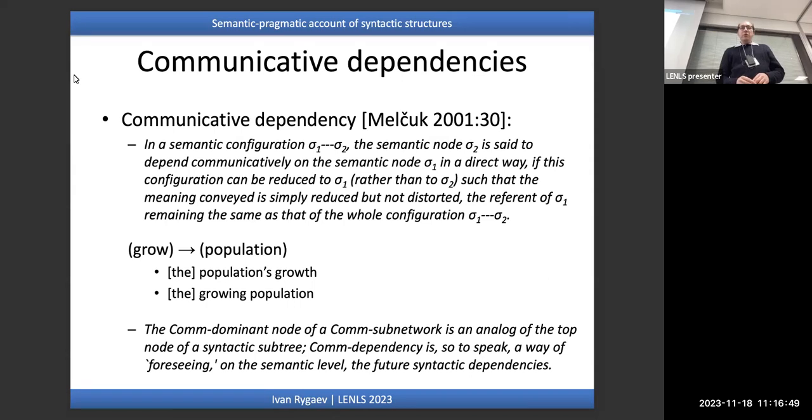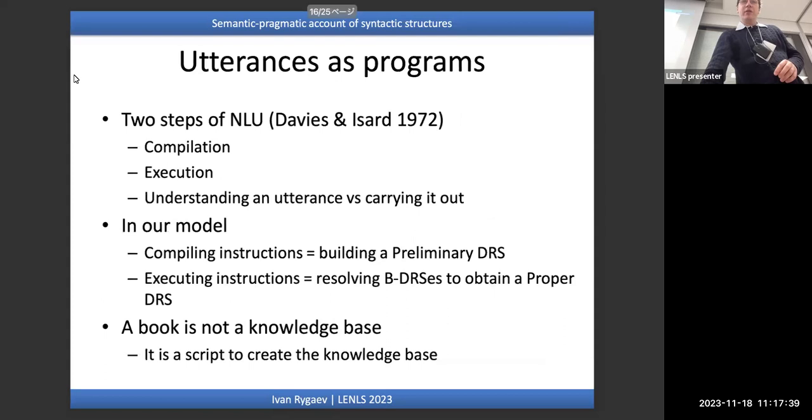So for example, if we have grow and population connected, population for grow, for example, right, we can realize it in two different ways. We can say "the population grows," where grow would be the dominant node, or we can say "the grown population," where population would be the dominant node. And he then notices that the dominant node corresponds to the top syntactic node in the syntactic subtree. So he says that communicative dependency is a way to foresee the syntactic dependencies on the semantic level.